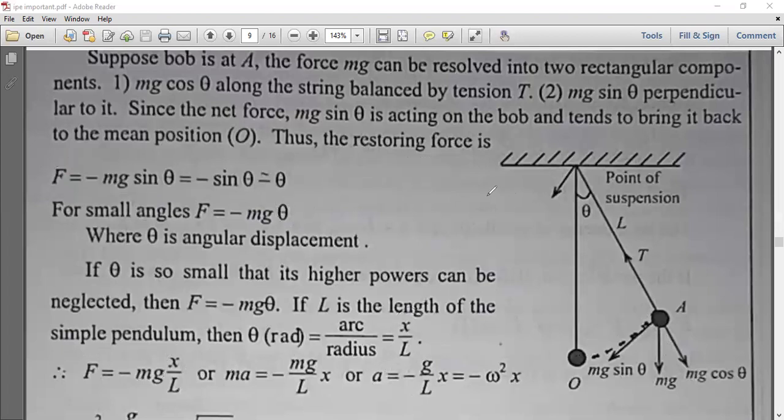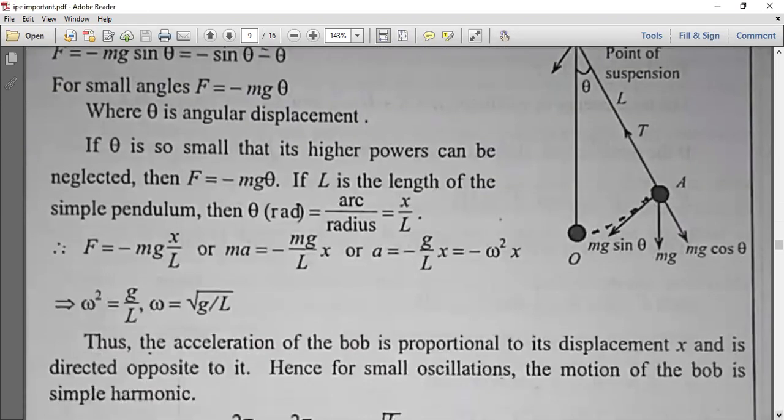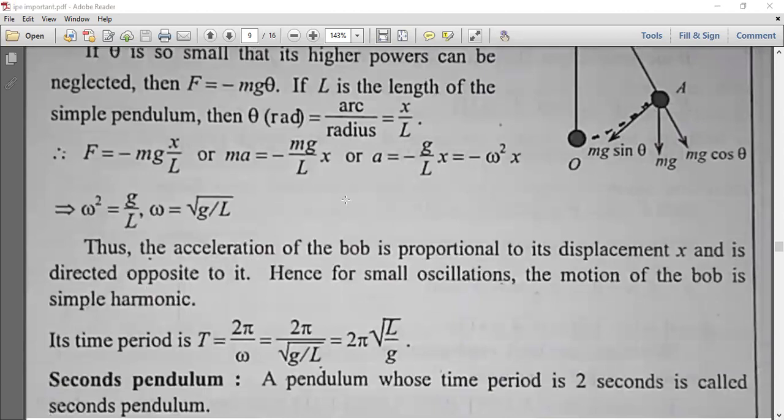Okay, next. Now I got omega square is equal to g by L. So omega is equal to under root g by L. Now omega is equal to 2 pi by T, and therefore T is equal to 2 pi by omega. So T is equal to 2 pi divided by under root g by L, that is equal to 2 pi under root L by g.